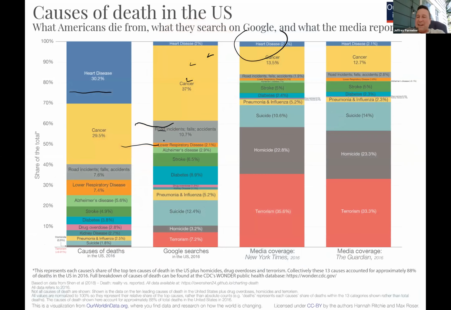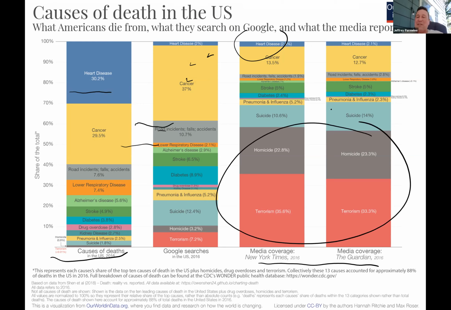And this is really interesting. I want you guys to realize what actually kills people, and then what people worry about or think is going to kill them. So this is fascinating. This first column here is causes of death. So you see heart disease, cancer, accidents, pulmonary disease, right? That's what we talked about. But then look over here, media coverage: terrorism and homicides, right? And suicide.